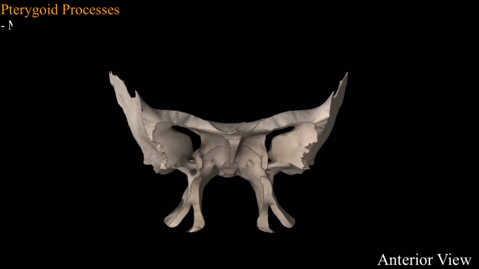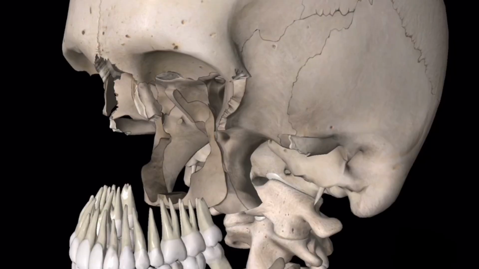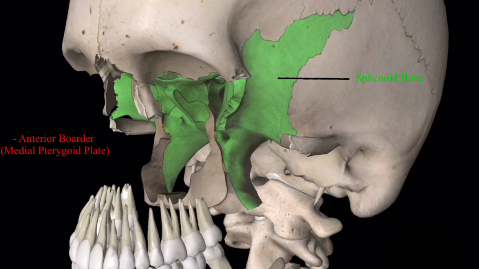Now we came to the medial pterygoid plate. The anterior border of the medial pterygoid plate is attached to the perpendicular plate of the palatine bone. As you can see in this model, this green is the sphenoid bone. This is the anterior border of the medial pterygoid plate, and as you can see, it is attached to the perpendicular plate of the palatine bone.